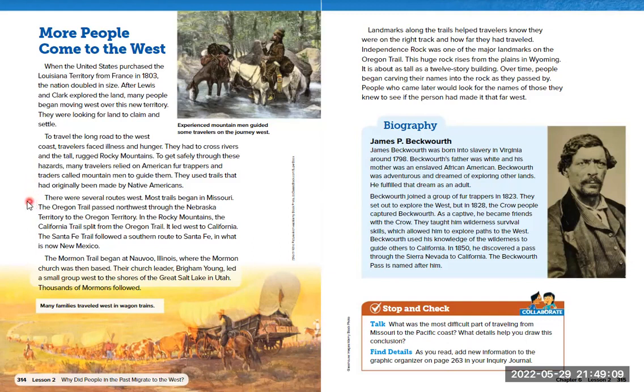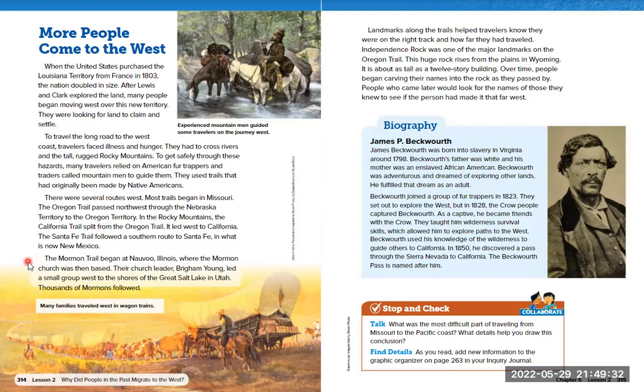There were several routes west. Most trails began in Missouri. The Oregon Trail passed northwest through the Nebraska Territory to the Oregon Territory. In the Rocky Mountains, the California Trail split from the Oregon Trail. It led west to California. The Santa Fe Trail followed a southern route to Santa Fe in what is now New Mexico.